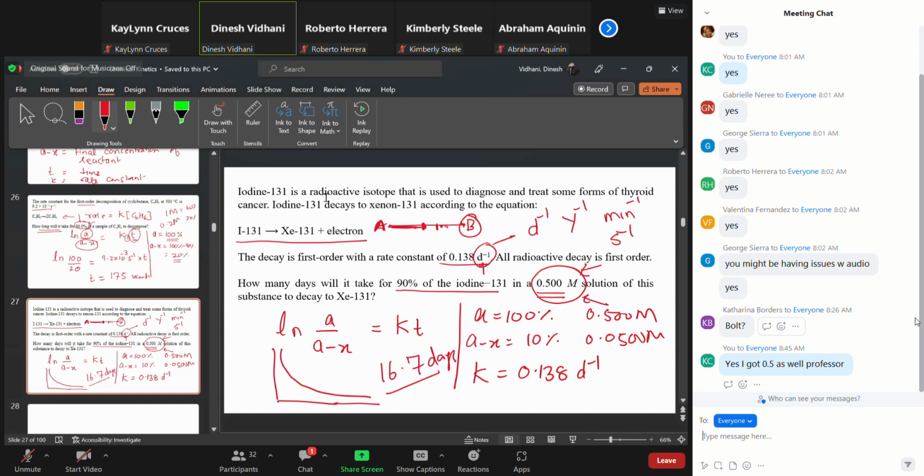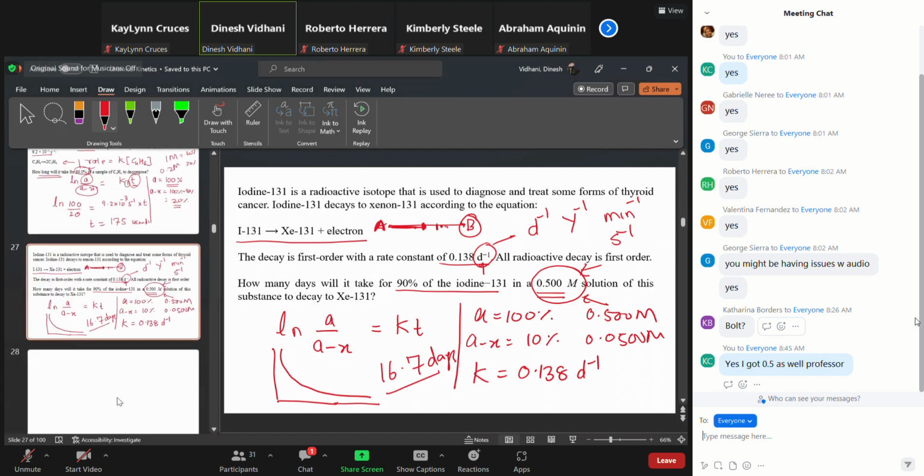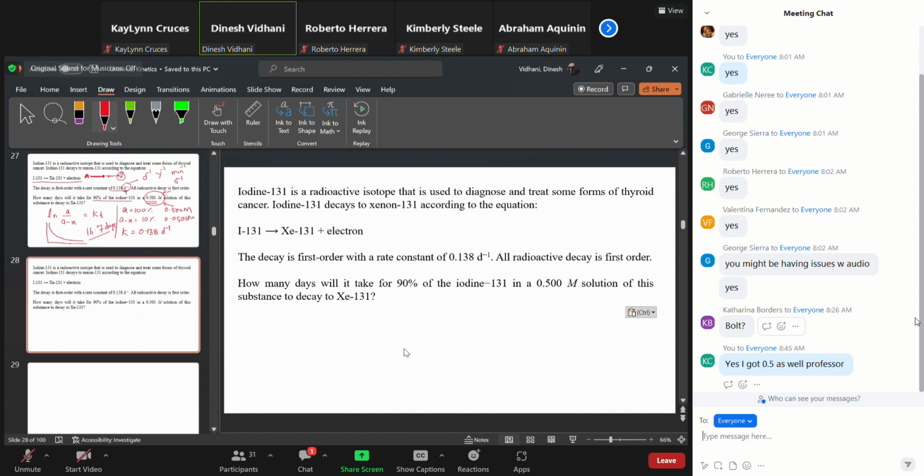Okay, now using the same example, can you tell me how long will it take to reach 50% of what you started with? So this time, what I want you guys to do is use molar concentration. Use molar and find me how long will it take to reach 50%. So A is given to you. In this case, 5 days.